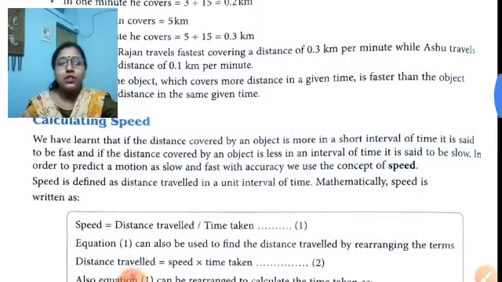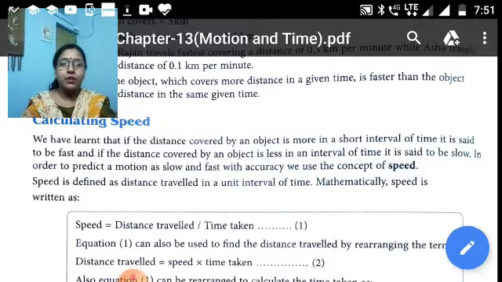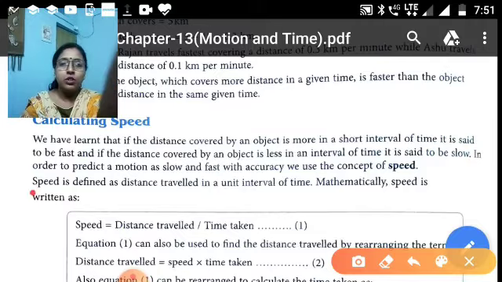If the distance covered by an object is more in a short interval of time, it is said to be fast, and if the distance covered by an object is less in an interval of time, it is said to be slow. So in order to predict a motion as slow or fast with accuracy, we use the concept of speed. Speed is defined as the distance traveled per unit time.